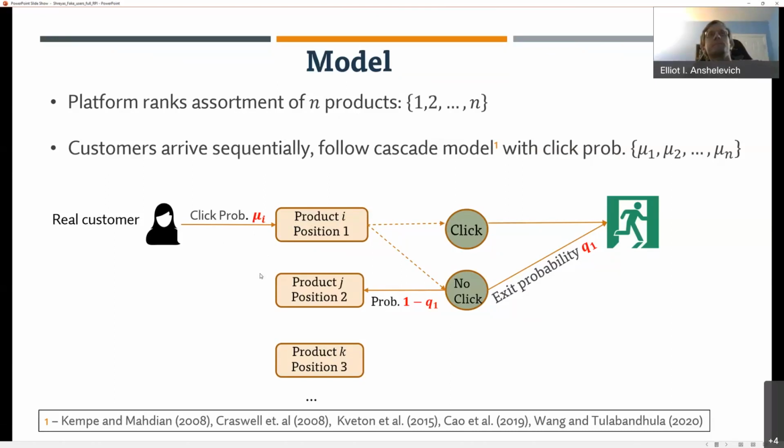The second thing is that the click probability is not completely independent of the ranking, right? Let's say the click probability for product j here is mu j. Now, this click probability is only conditional on me viewing this product. So in order for me to view it, I need to not click on the products at the top and then come to the one at the bottom. So in that sense, you have this dependence between the different products.